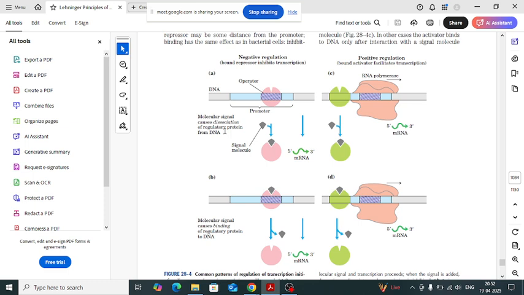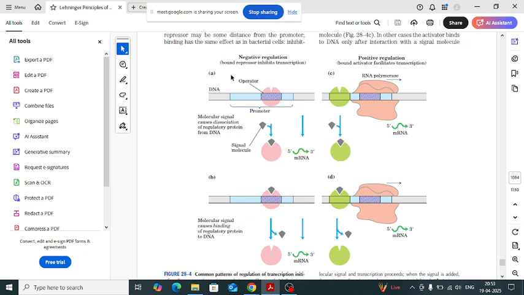But when there is a need for expression of that particular gene, there will be a signaling molecule that will cause dissociation of this repressor protein from DNA. When the signal molecule comes and binds to this repressor protein, the repressor protein will be dissociated from this operator region. So now the promoter region is free and accessible, and in this situation the RNA polymerase can come and sit over the promoter and induce the expression of that particular gene, right?